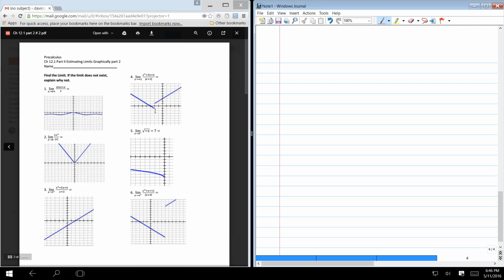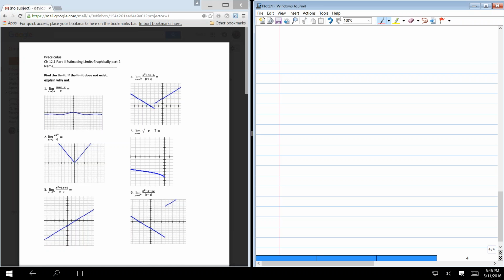So whenever you see a discontinuity like this, a jump discontinuity, you can tell that the limit from the left is not going to be the same as the limit from the right. So the limit never exists at a discontinuity like that.